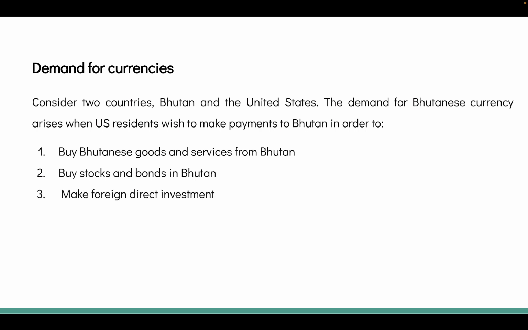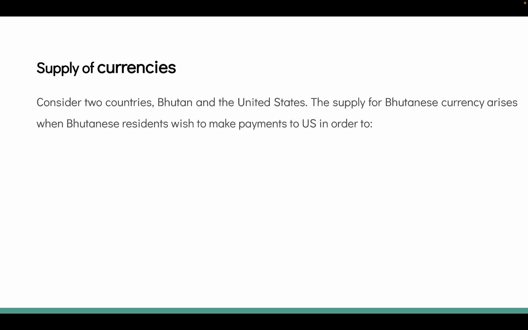And the third reason is to make foreign direct investment. Demand for Ngultrum arises when the US residents wish to set up multinational companies in Bhutan. And the last demand for our Ngultrum arises from American citizens if they wish to travel to Bhutan. Demand for Ngultrum comes when the US resident wishes to travel to Bhutan as a tourist. So from here, what we have to understand is the demand for Ngultrum arises whenever foreign residents wish to buy our goods and services, wish to invest in our country, and also wish to make a visit to our country.